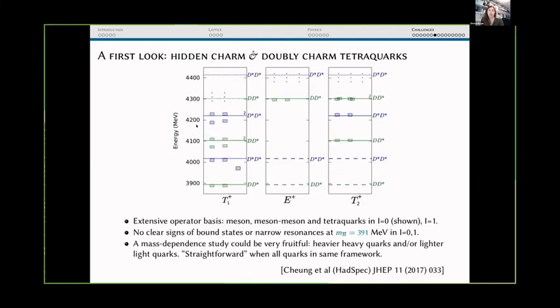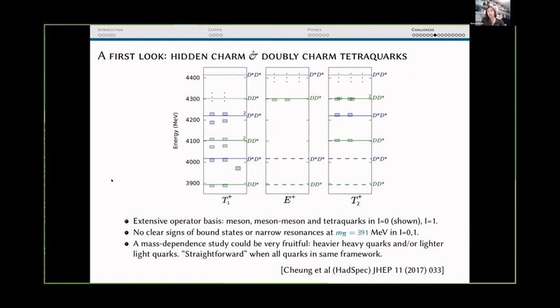There's been a first look, of course, by others. I've picked one from HadSpec, which is the charm tetraquarks in both hidden charm and doubly charm. So you can see here for isospin 0, a selection of states that have been calculated in the lattice calculation. These are the boxes in different channels corresponding to different continuum quantum numbers. This is again done with rather unphysical pion masses, but done in both isospin 0 and isospin 1, although no obvious signs of a resonance have been found, at least with this simulation.